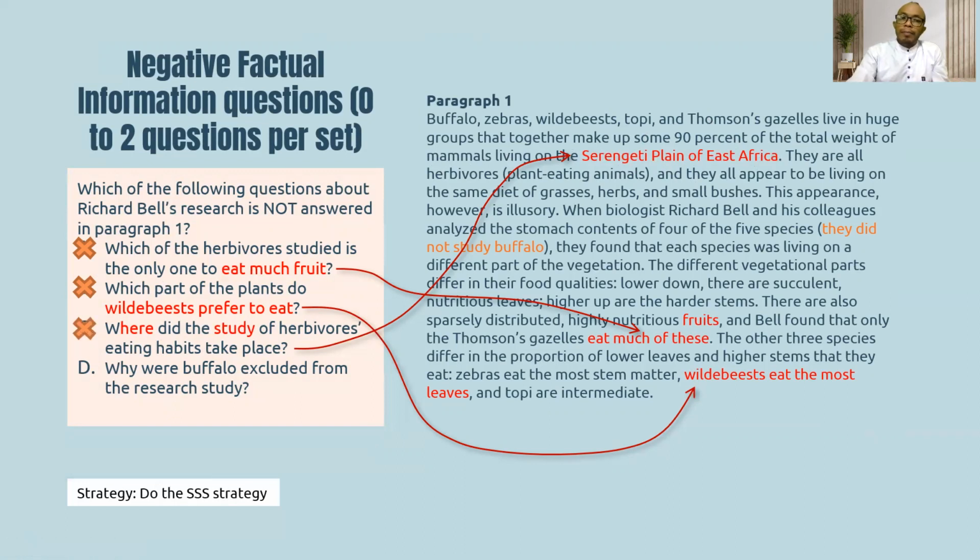Now, that means the correct answer is D, because it's the last one remaining, right? But let's see why this is the right answer. So if you see here, the passage talks about it, but as you can see here, they did not study buffalo, but there's no information why they didn't do that, making this an unanswered question. All right.